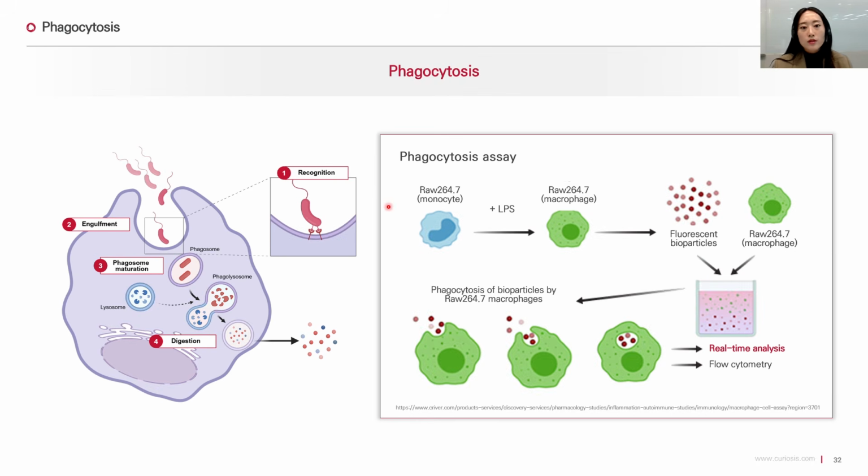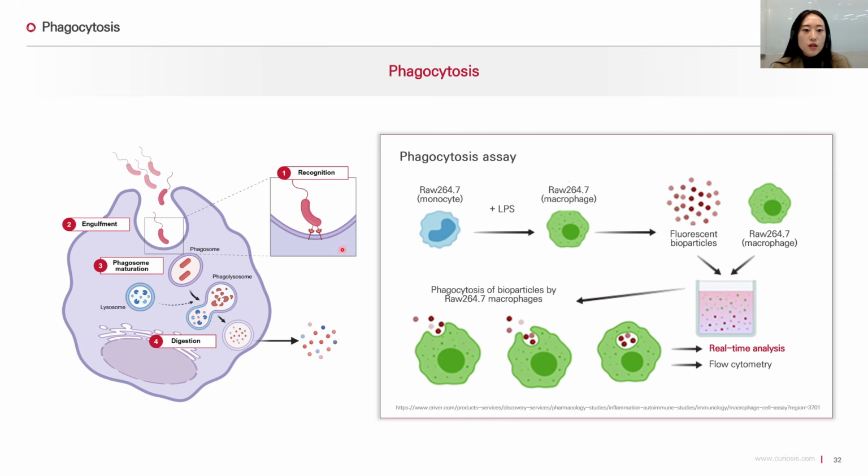Lastly, phagocytosis is one of the most important defense mechanisms of our innate immune system. It is a process by which immune cells, particularly macrophages, recognize, engulf, and digest foreign materials such as bacteria or particles. Here you can see the typical sequence: recognition, engulfment, phagosome maturation, and digestion.